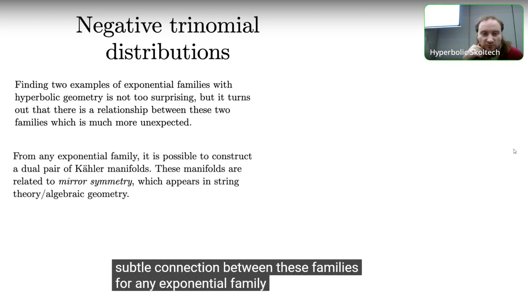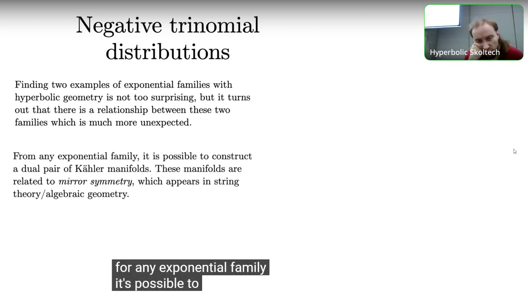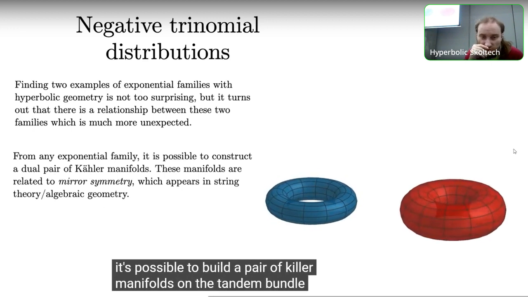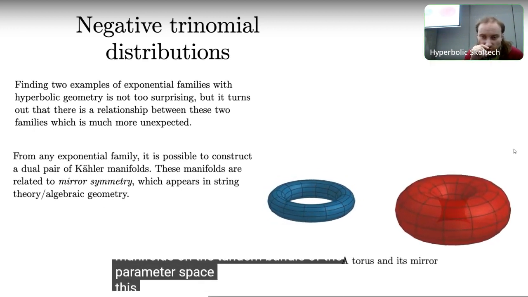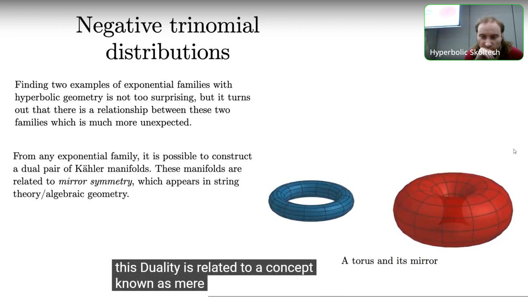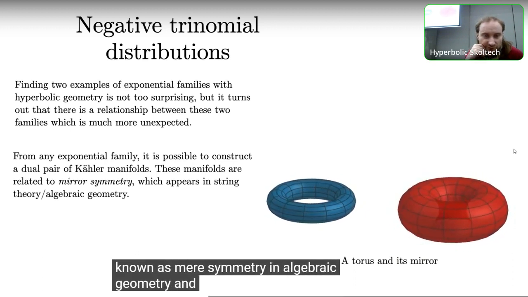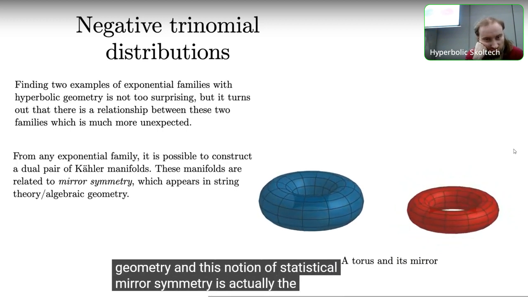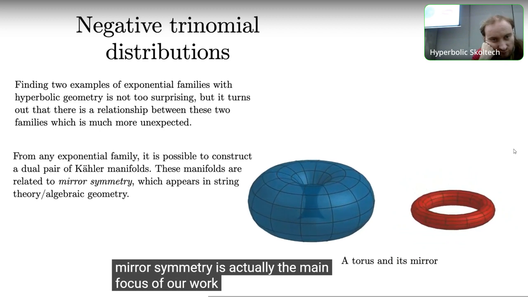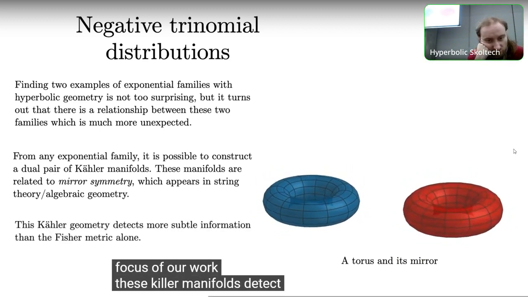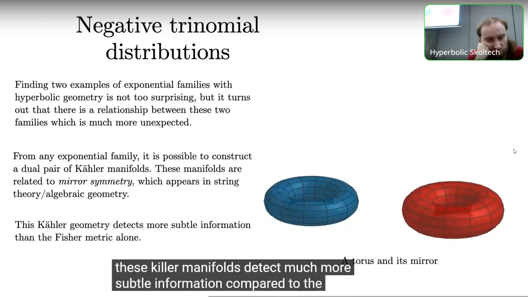For any exponential family, it's possible to build a pair of Kähler manifolds on the tangent bundle of the parameter space. This duality is closely related to a concept known as mirror symmetry in algebraic geometry, and this notion of statistical mirror symmetry is actually the main focus of our work. These Kähler manifolds detect much more subtle information compared to the Fisher metric level.